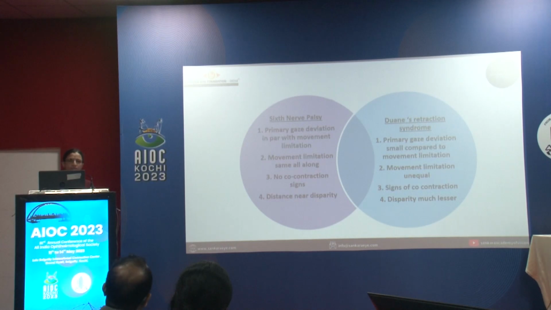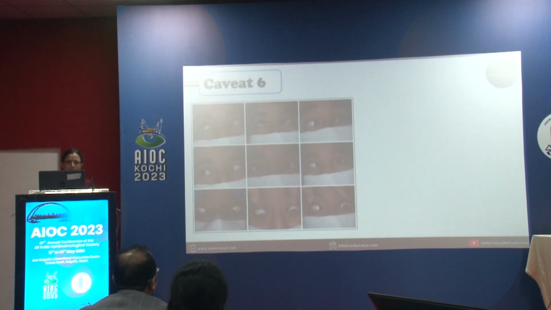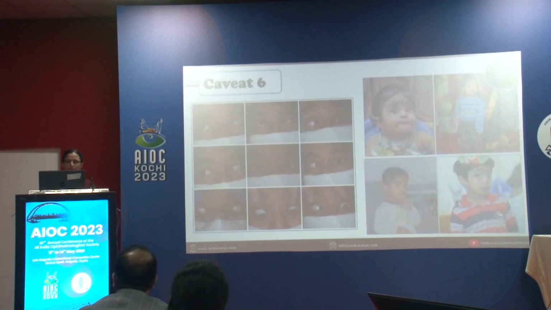And look for signs of co-contraction, which are palpebral fissure changes. If you are lucky enough, in an ET you will always have an upshoot and a downshoot, which again goes in favor of a DRS. Again, look for distance-near disparity, which is very, very obvious in a 6th nerve palsy, not in a case of DRS. The next important caveat would be to look at the old photographs.